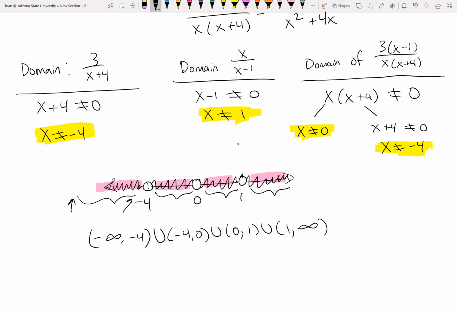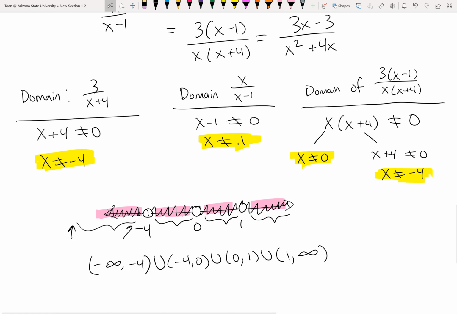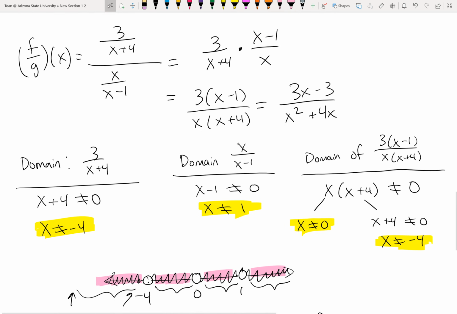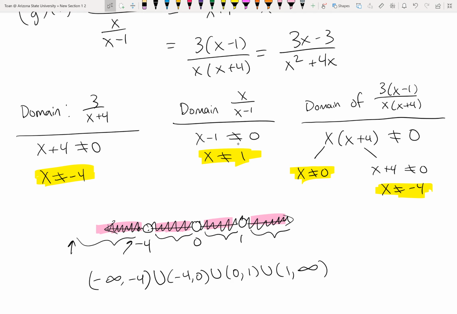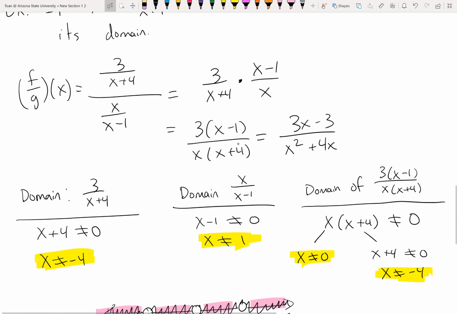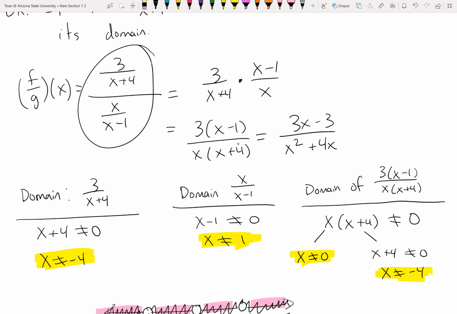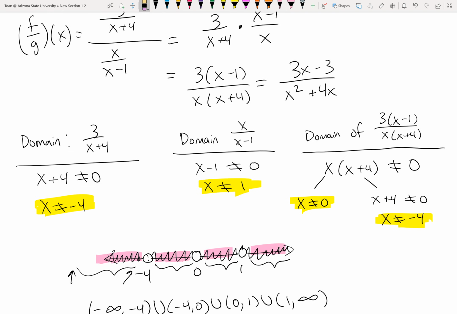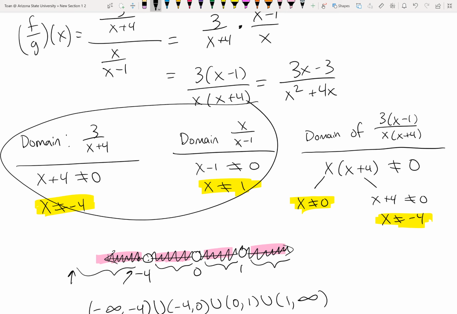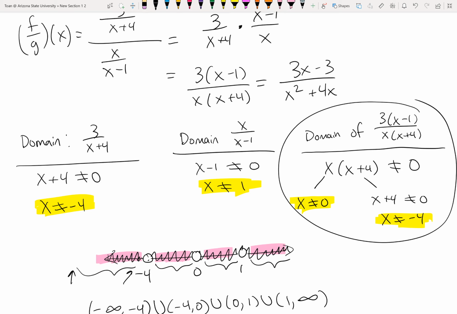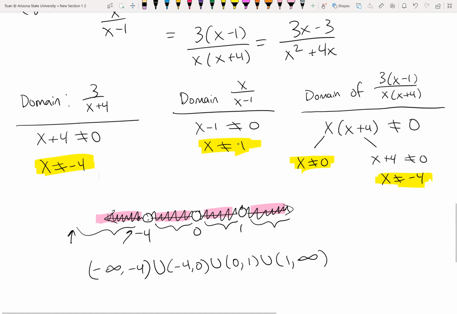So that's sort of it. That's how you find the domain and the overall function when you divide functions. How do you divide? You literally just put them on top of each other and simplify. How do you find the domains? You find the domains of the individual pieces, find the domain of your answer, and then just put all of them together on the number line.